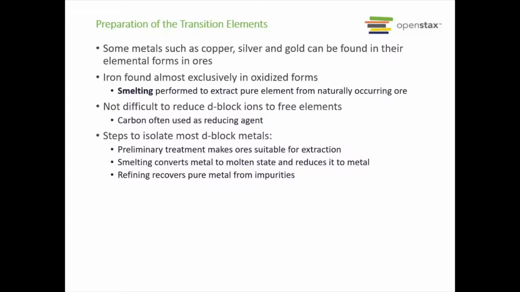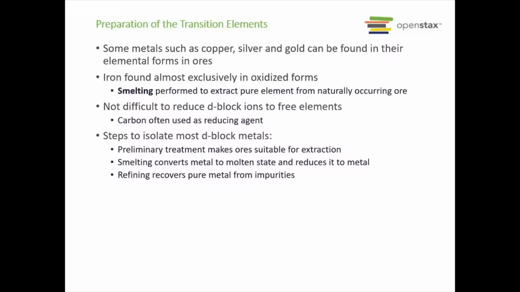We use smelting to extract the pure element of iron from the naturally occurring ore. Iron tends to come exclusively in its oxidized form, such as rust, Fe2O3. What's interesting with the D block ions is it's really not that difficult to reduce them to their free elements. And a lot of times all you need is carbon to be used as a reducing agent.